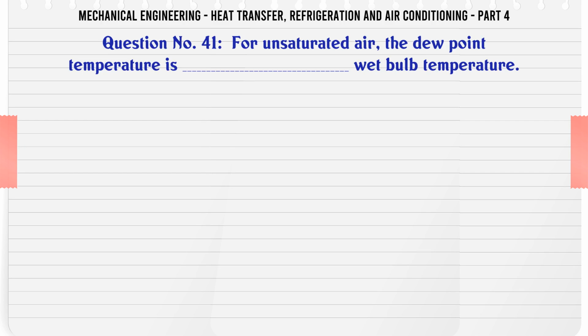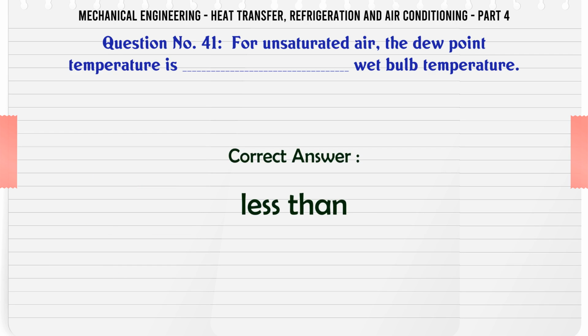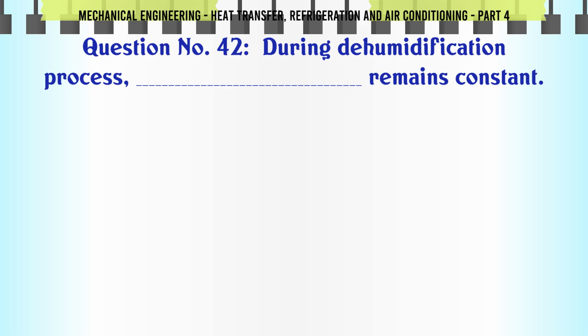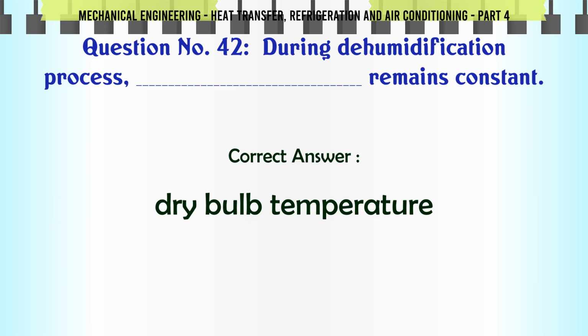For unsaturated air, the dew point temperature is wet bulb temperature. A. Equal to. B. Less than. C. More than. D. The correct answer is less than. During dehumidification process remains constant. A. Wet bulb temperature. B. Relative humidity. C. Dry bulb temperature. D. Specific humidity. The correct answer is dry bulb temperature.